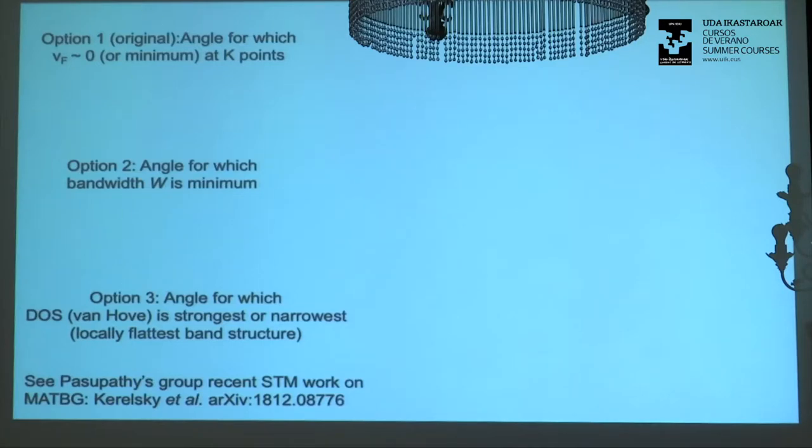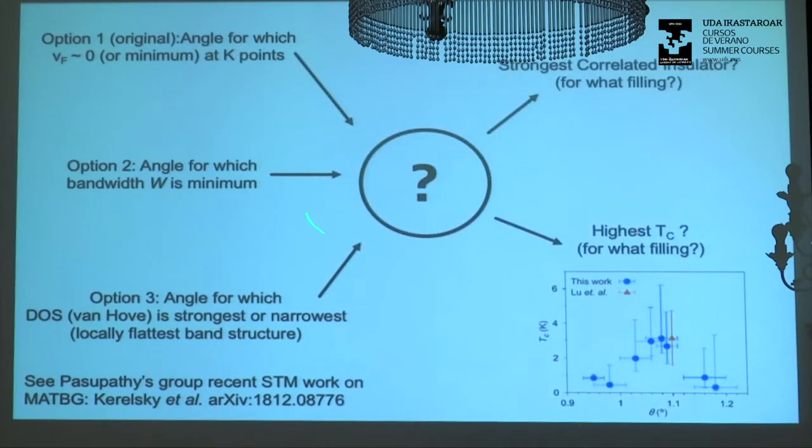Now, theoretically, it's not clear how any of these correlate with the strongest correlated insulator and for what filling. Different twist angles have different strengths of correlated insulators for electrons and for holes, or the highest Tc, and again, for what filling. So there is still, I think, a lot of theory that needs to be done to connect these things. There's not a single magic angle. I think you can argue about different criteria for the magic angle, and in any case, the phenomenology is seen over a range of angles.